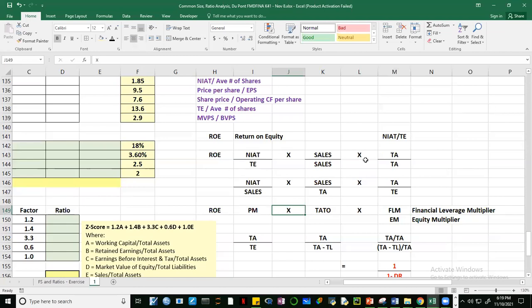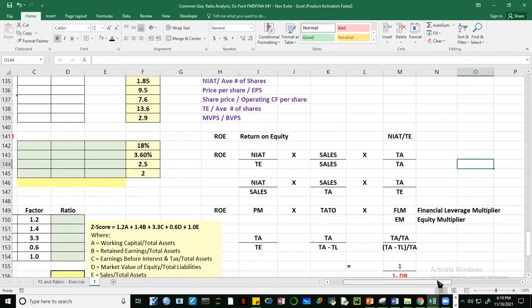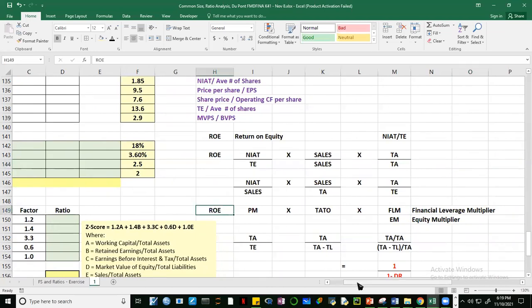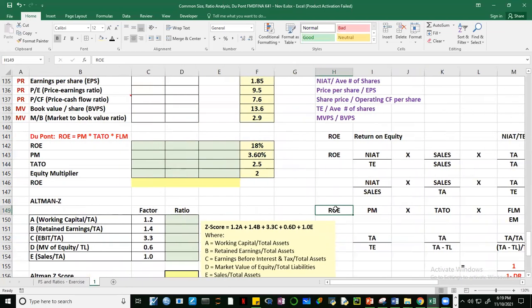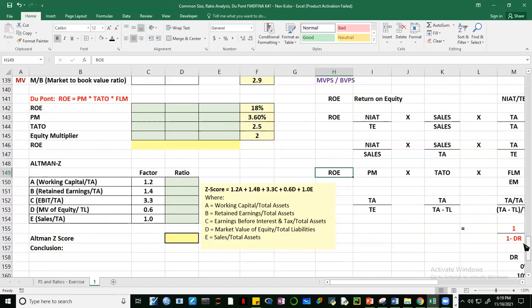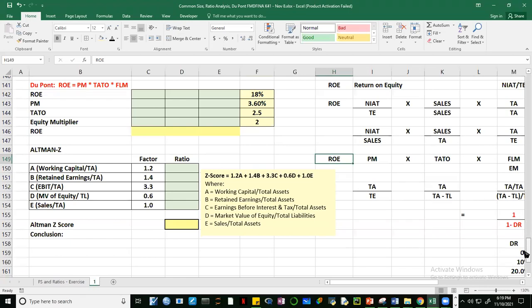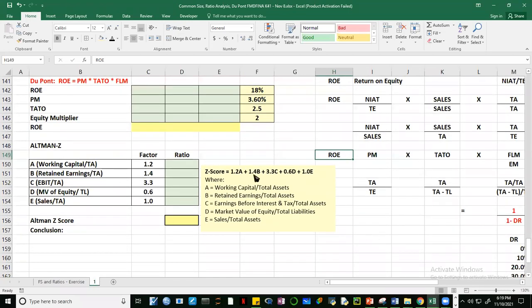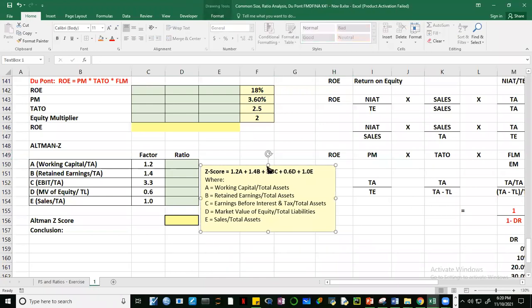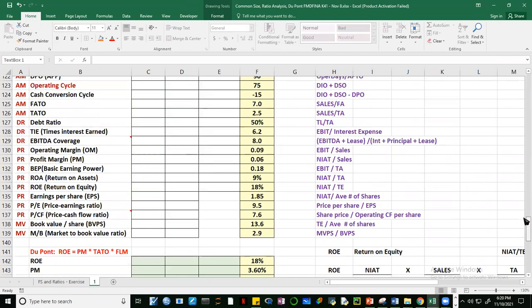But as I said before, guys, may mga measures na mas robust kaysa sa ROE. But nevertheless, we're still going to discuss that because we still need this DuPont analysis in many discussions. And lastly, Altman-Z. Altman-Z, guys, is used to predict using ratios whether a company will become bankrupt or not. Very interesting, no? We're going to look at that later on when we get to that.